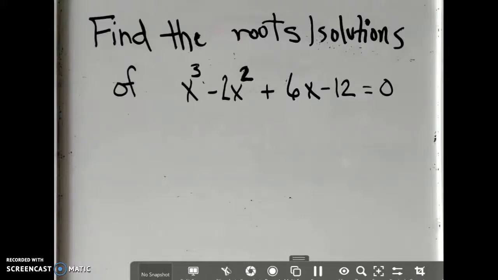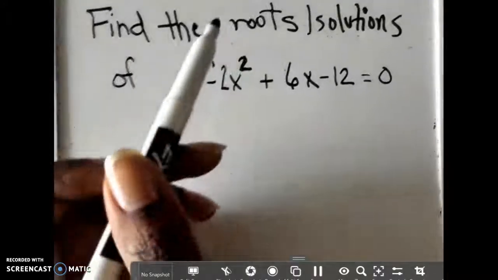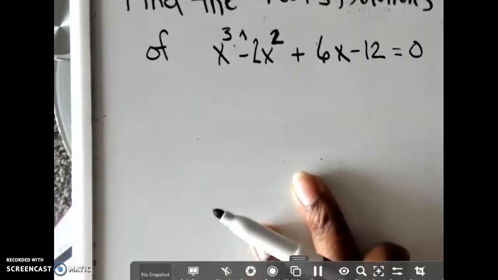Today we're going to be talking about finding the roots of different polynomials. We're coming to a close of our unit on polynomials, and a major thing to finish this off is talking about the different roots, whether real roots or imaginary roots, for a polynomial. We're going to work through several different examples, but I'm going to start with this example here. We're going to be finding the roots or solutions.